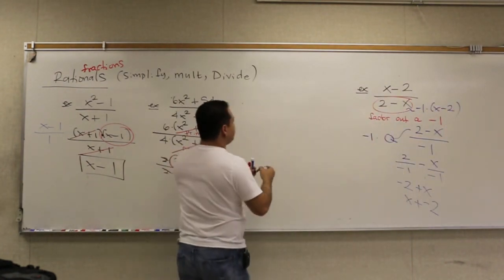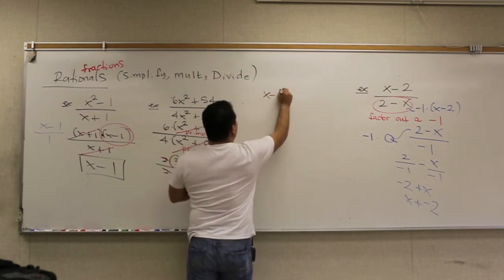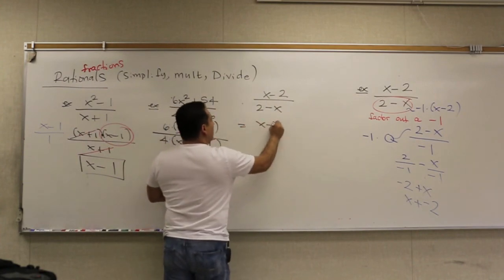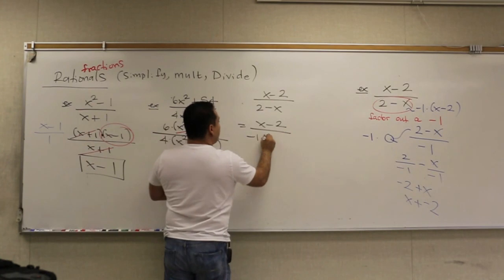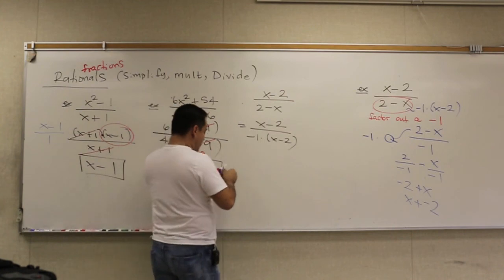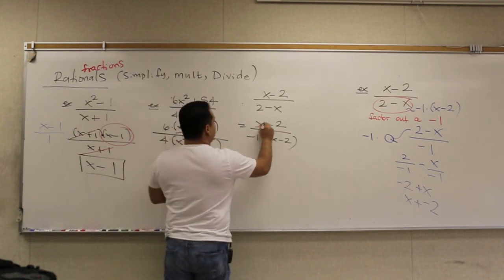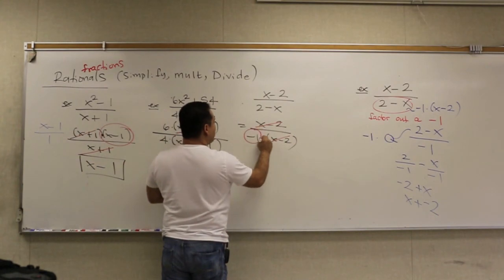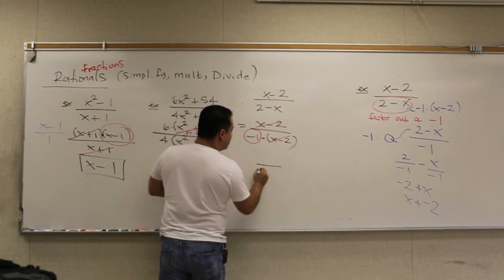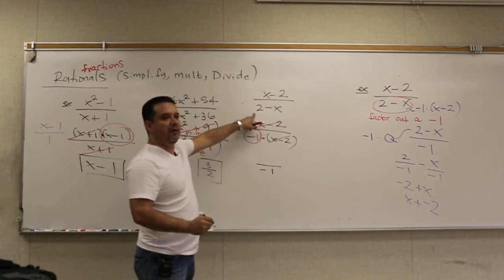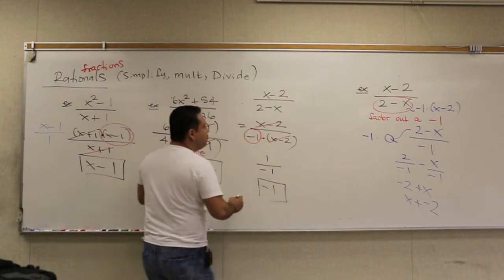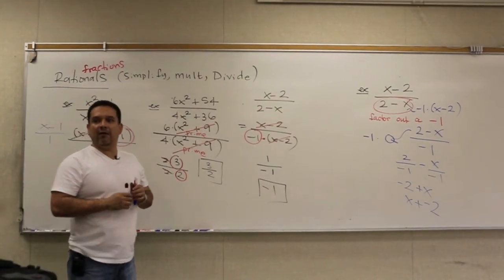In other words, x minus 2 over 2 minus x is the same as x minus 2 over negative 1 times x minus 2. What do you guys see happening now? What cancels? My x minus 2. What's left? And where's it left at? Top or bottom? So this is on the bottom. It's negative 1. But what's on top? What's 1 divided by negative 1? Is that negative 1? And you are done.